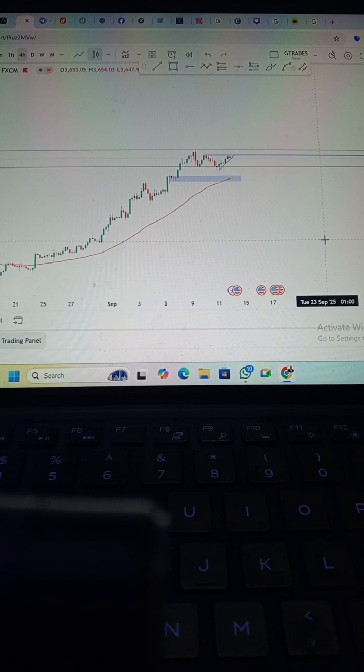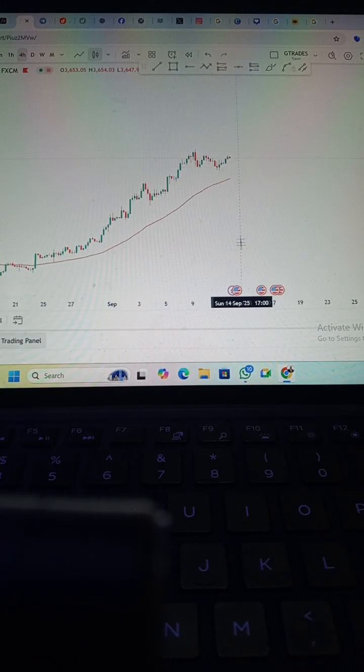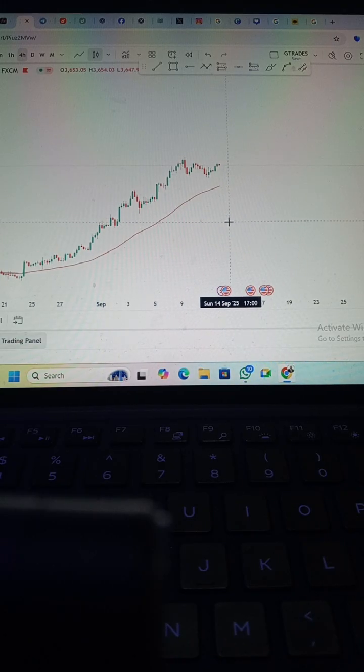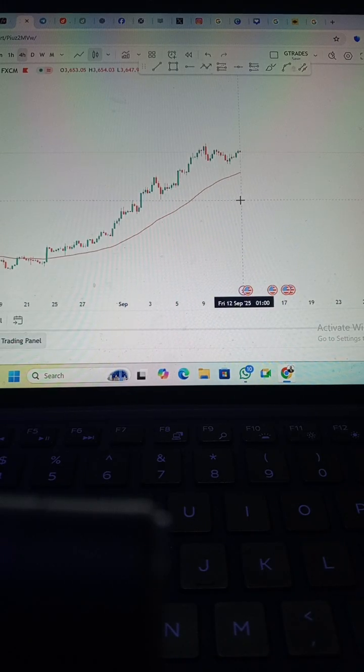Alright guys, let's analyze gold together. This chart is XAUUSD, right? And I'm going to be clearing everything, so that we can analyze the market together from scratch. Now this is on the 4-hour time frame.